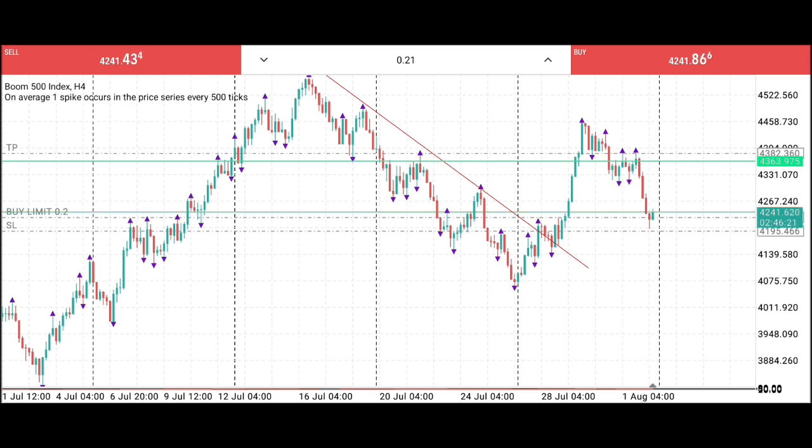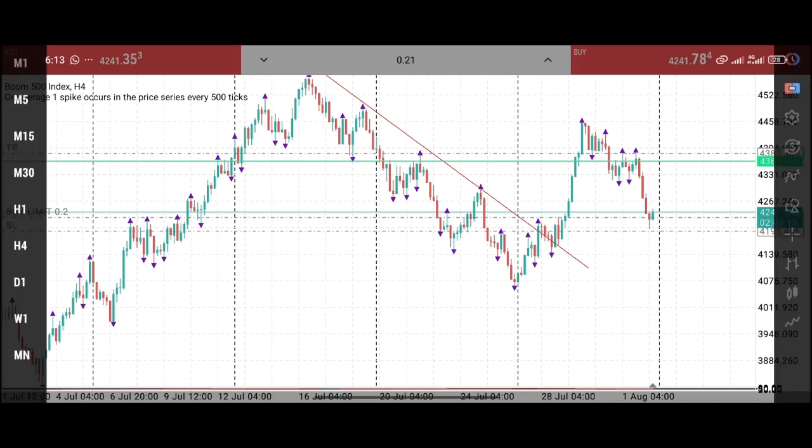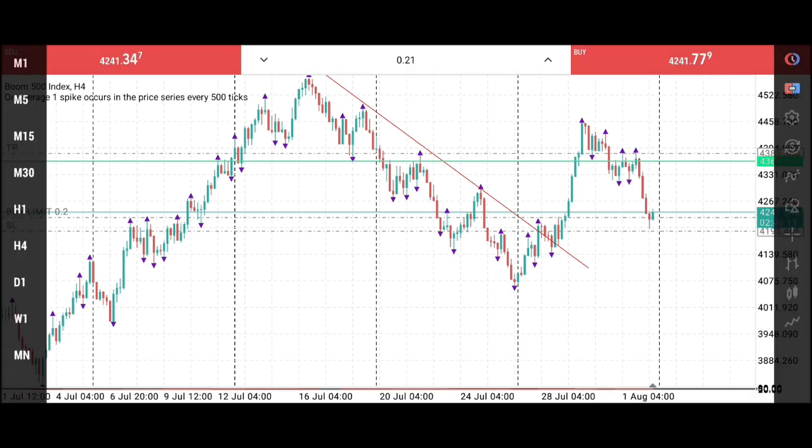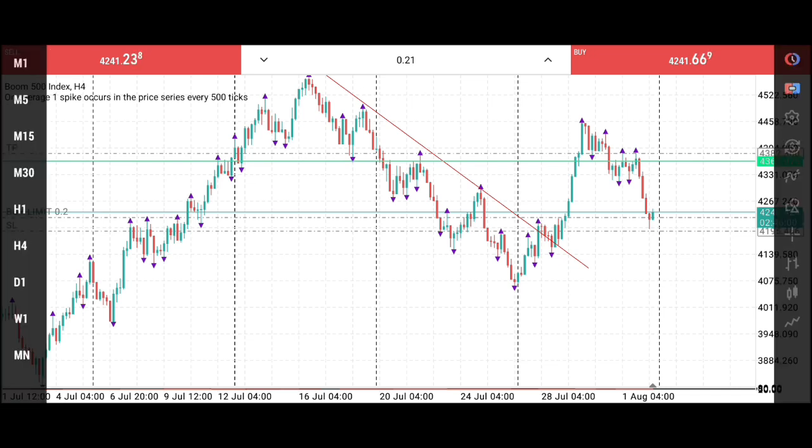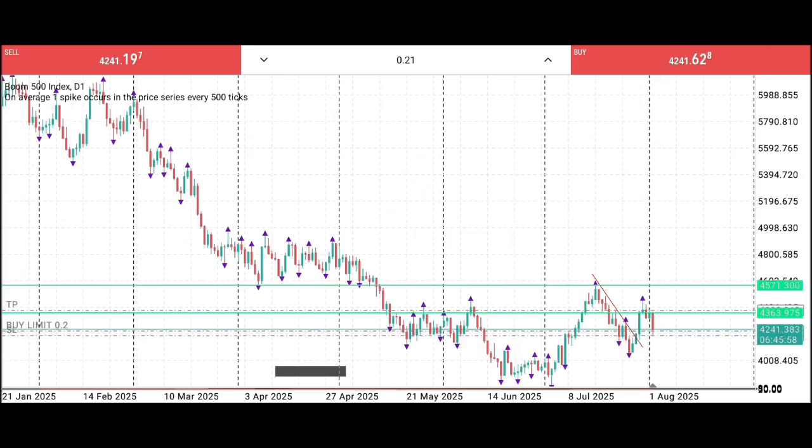This will be my first video, and it's a quick forecast of Boom 500, using a simple price action strategy. When we look at it on this 4 hour, we can see a downward structure. You can see a break of trend line to the upside, and then we can see a retest.